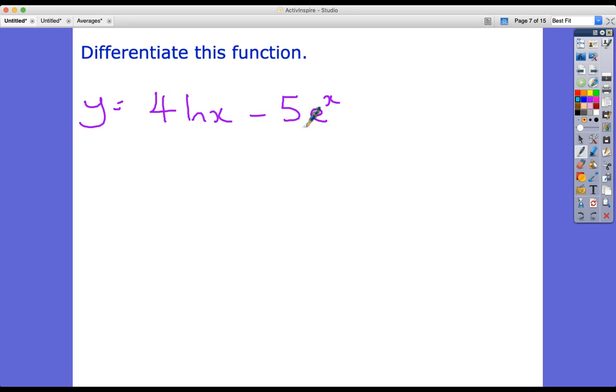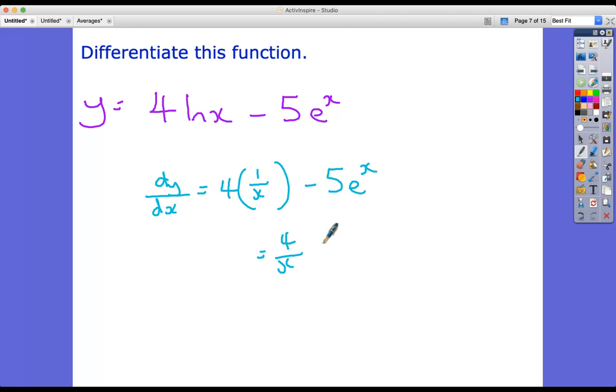Let's look at another one, another nice easy one, which is this one. Okay, so I've got something a bit similar going on here. I'm just going to differentiate it. I've got 4. If I differentiate ln x, I get 1 over x. And here I've got minus 5. If I differentiate e to the x, I just get e to the x. So what I've got then is 4 over x minus 5e to the x as my answer for dy by dx. Again, really, really nice and easy. So if you've just got coefficients in front of ln x and e to the x, it's really straightforward.